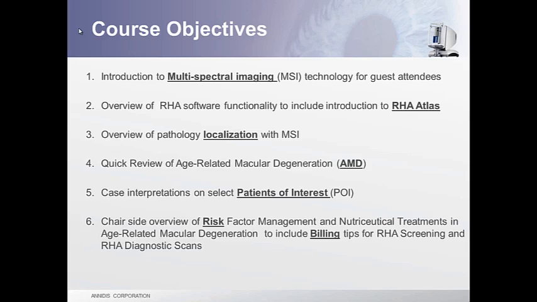I'll also provide an overview of pathology localization with multispectral imaging in general. I'll provide a quick review of age-related macular degeneration. And we'll also go through some case interpretations on select patients of interest from both my clinic and the clinics in the field that we offer this service to. And last but not least, I'll provide a chairside overview of risk factor management and nutraceutical treatments in age-related macular degeneration. And I'll include some billing tips for RHA screening and RHA diagnostic scans.